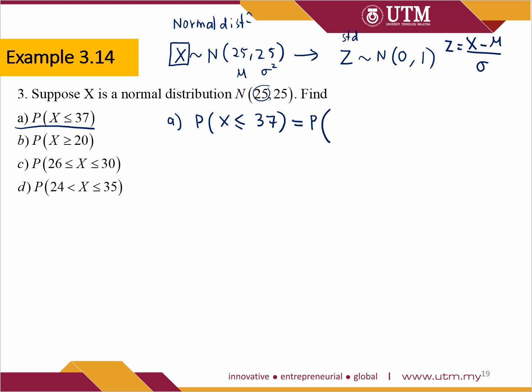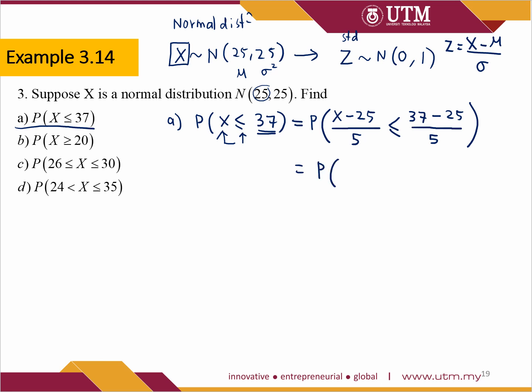So now we transform this for X. Just rewrite X as X minus the mean. Our mean is given as 25, and the standard deviation is the square root of 25, which is 5. The less than or equal to sign stays the same. Now the value of small x, 37, minus the mean, divided by the standard deviation.